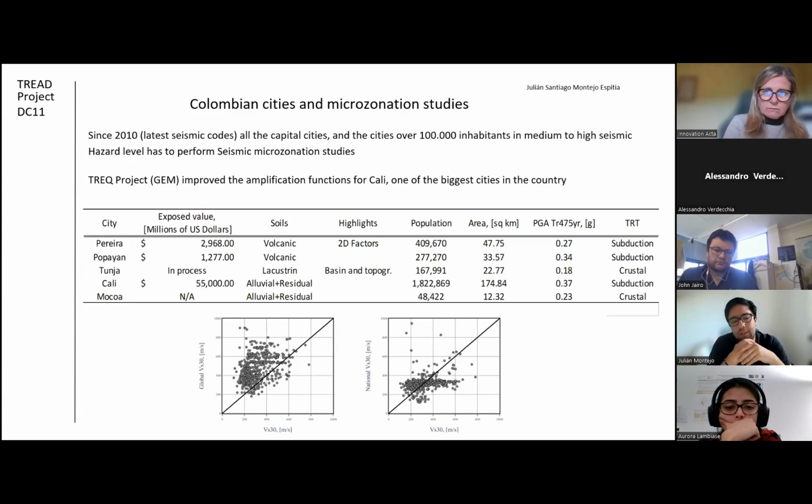Why is it important to have different cities? We are testing the impact of different approaches, and if we are testing the difference in approaches, we need a big abacus of possibilities. So we selected 5 different cities in terms of the geology or the predominant soils they have. They have different population, different seismic hazard level in rock, and different predominant tectonic environment.